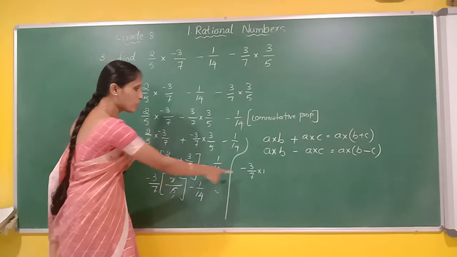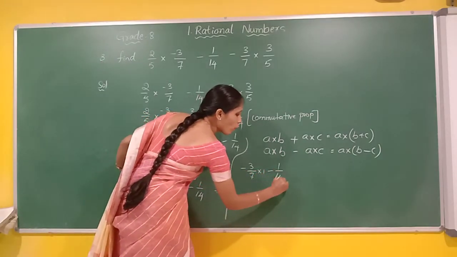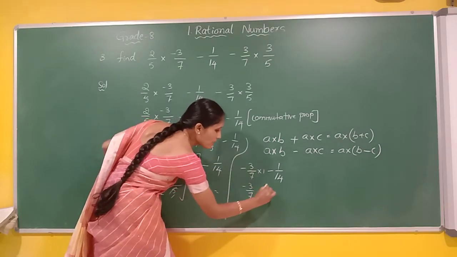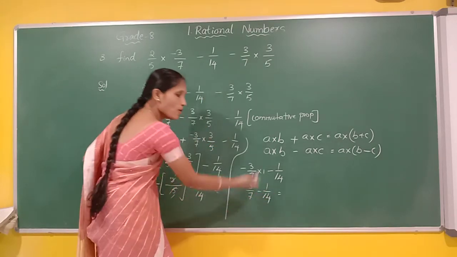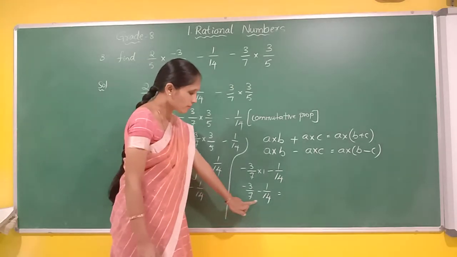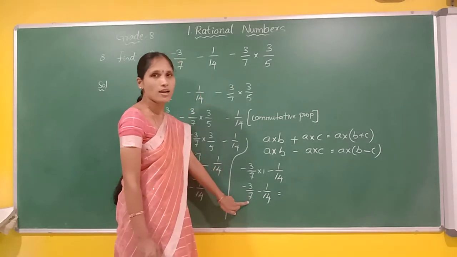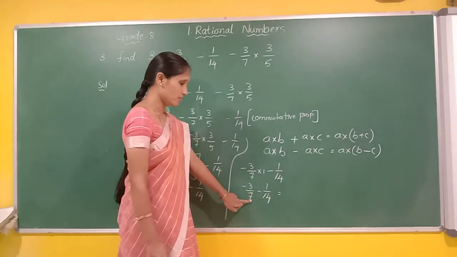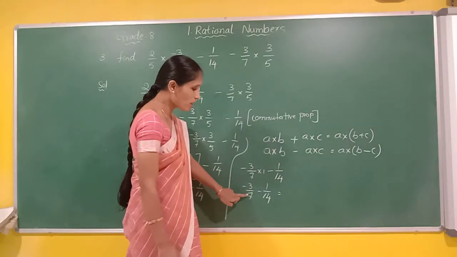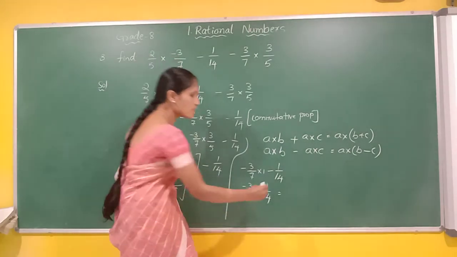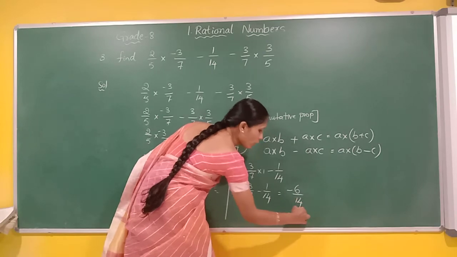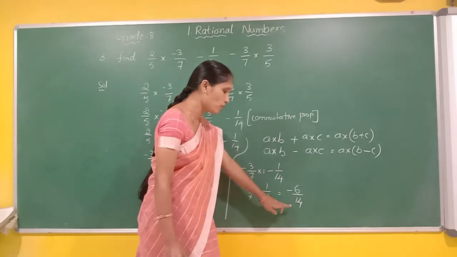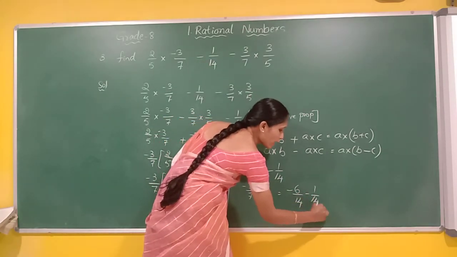So minus 3 by 7 into 1, minus 1 by 14. How to simplify this? First we observe whether the denominators are equal or not. Denominators are not equal. To make the denominators equal, multiply by 2. We get minus 6 by 14. The value of minus 3 by 7 equals minus 6 by 14, minus 1 by 14.